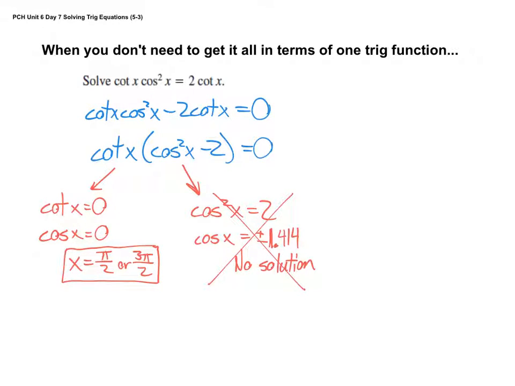And guys, this is why it's important not to divide by the cotangent. If we had divided by cotangent, we would have gotten rid of the only answers that actually existed. So we try to get everything in terms of one trig function, if possible. Sometimes it's not always possible, so you just have to do the best you can. Try to look for cases like this where you could factor it out.